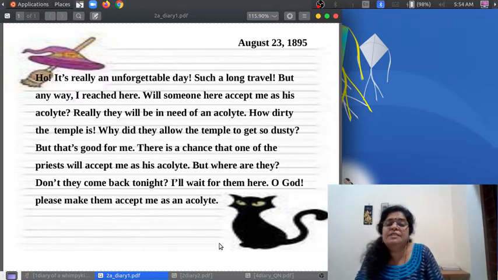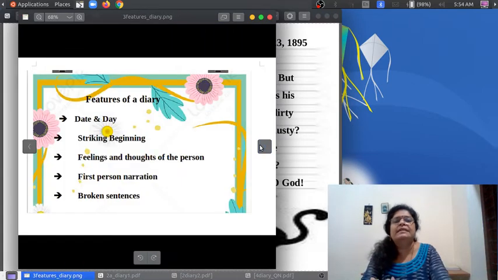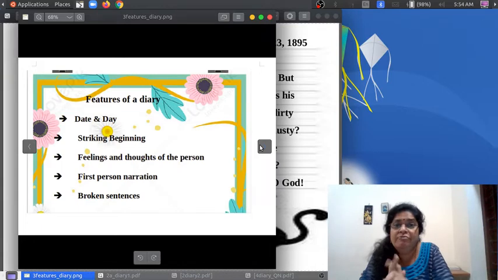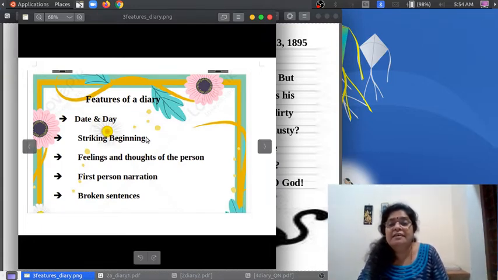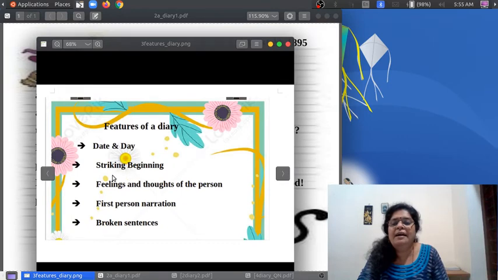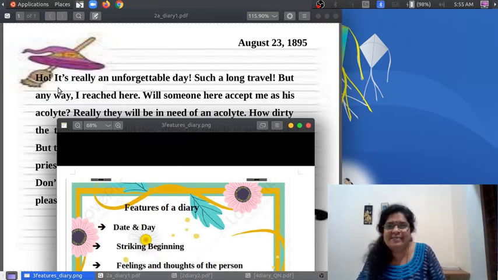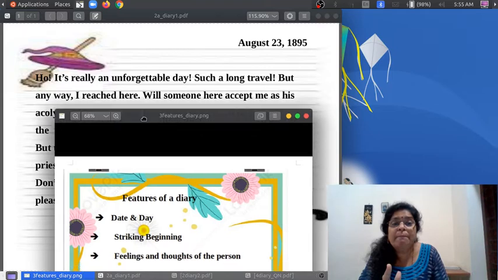So, what are the features of a diary? What are the value points we check in your diary when you write it in the examination? Here are the features of a diary. First thing, when you write a diary, there should be date and day. Is day and date here? Yes, sure. August 23rd, 1895. So there should be the day and date. And there should be a striking beginning with an expression. Oh, ho, what a day, what an unforgettable day, like that. It's really an unforgettable day. So there should be a striking beginning.